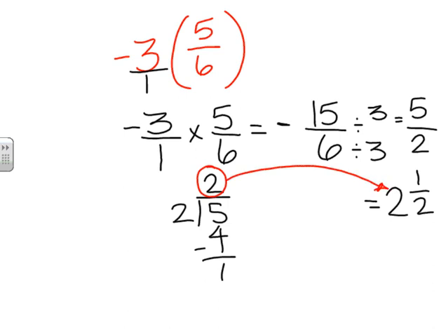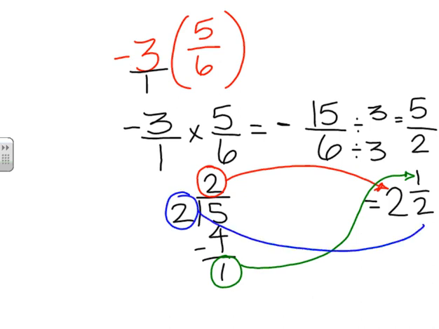So the number that we get when we divide, that's going to be our whole number out front. What you would normally use as your remainder, that's going to be your new numerator. And your denominator is going to come from the number that you divided by. So that's how you can change your improper fraction into a mixed number if you need to.